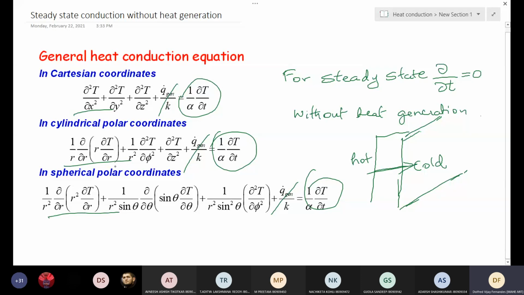And we can solve those problems. Now, if you make one-dimensional heat transfer in Cartesian coordinates, heat transfer can be along the x direction, y direction, or z direction. That depends on which direction you take the thickness of the wall.